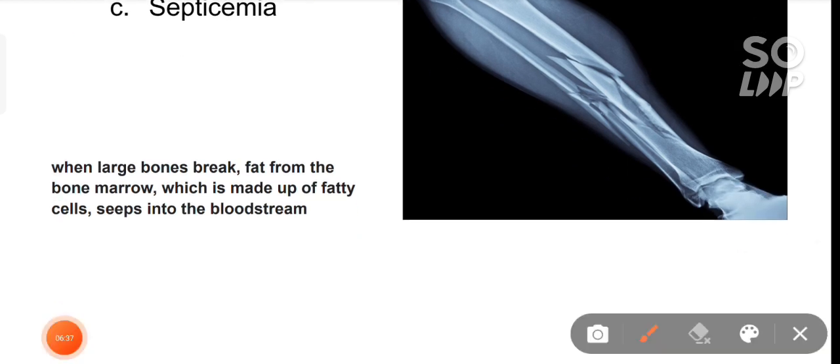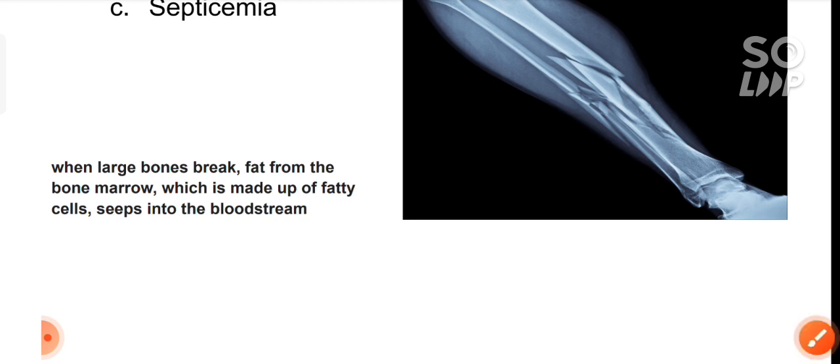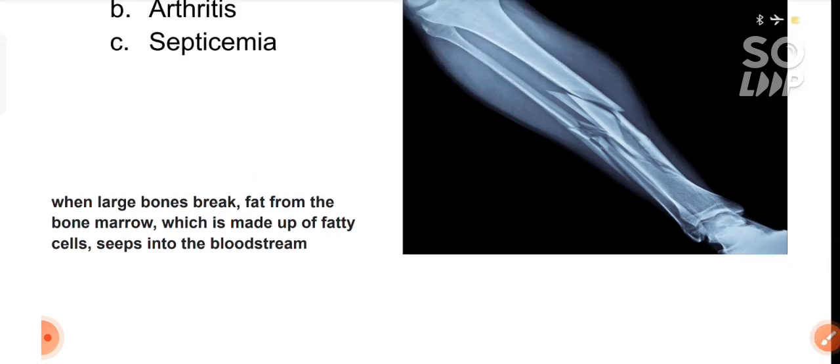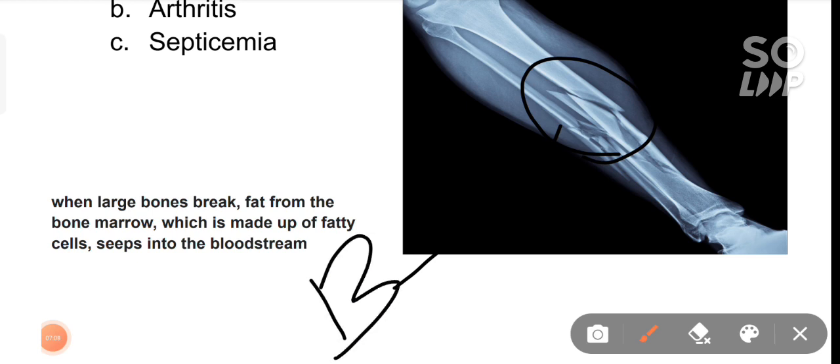So when the large bones are broken, fat from the bone marrow. So in the bone marrow, we have the fat cells or blood cells, all the tissue present in the bone marrow, which is made up of fat cells, seeps into the bloodstream. So when the patient is having the fracture, the release of fat cells from the bone marrow will enter into the blood.